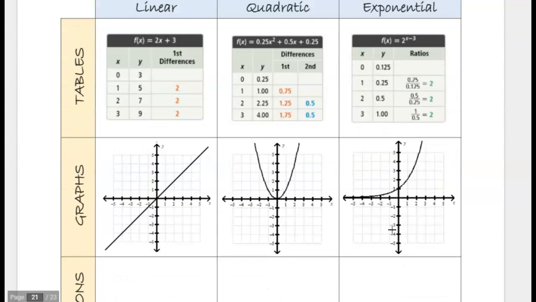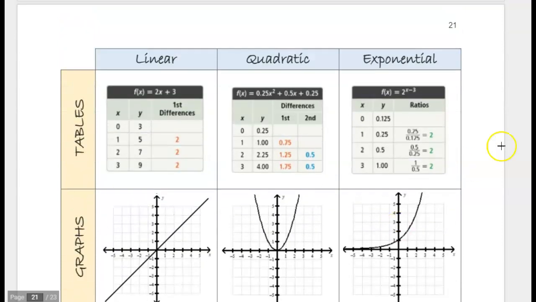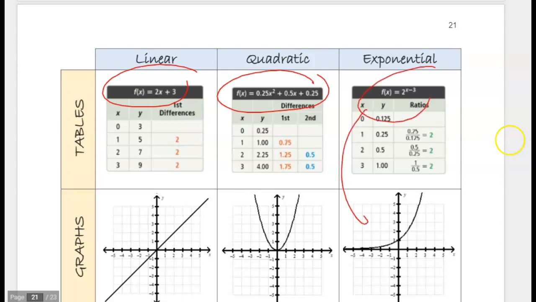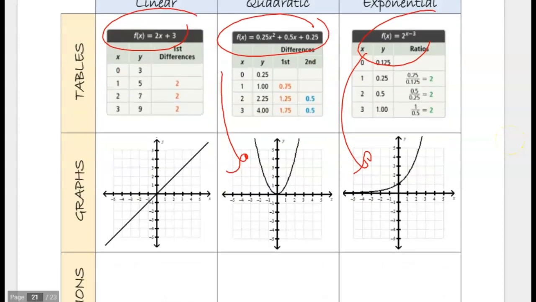So here they are again, a little summary if you need them. These graphs do not match what's down here. These are just the, what we call again, the parent functions. This is just simply y equals x. This is x squared, and that's is that 1 times 2 to the x, just your basic 1.